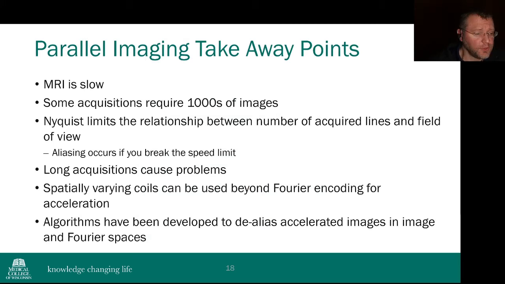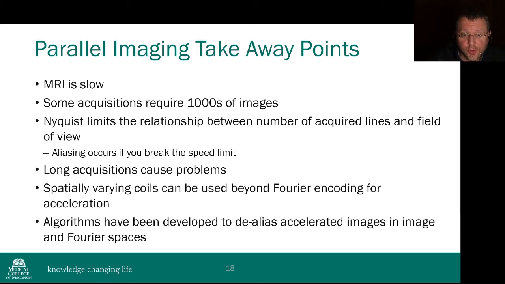So just in terms of takeaways here, MRI is slow, and it really gets to be more of a problem when you're acquiring thousands of images, either for functional imaging or diffusion acquisitions. There are Nyquist limits that make you acquire enough lines to actually fit the object that you're imaging into the field of view that you end up reconstructing. If you break that speed limit, you get aliasing, or this fold over of the data onto itself, and get bad images. If you try to make those acquisitions faster by just getting more lines with each acquisition, that causes problems like geometric distortion and blurring.